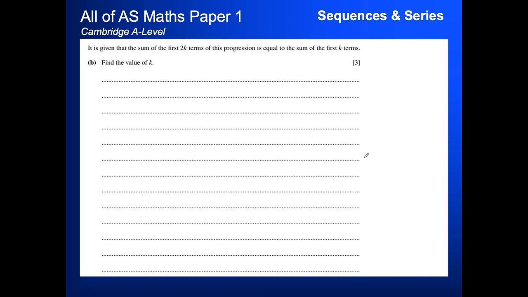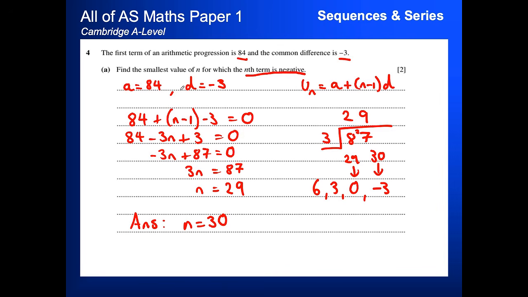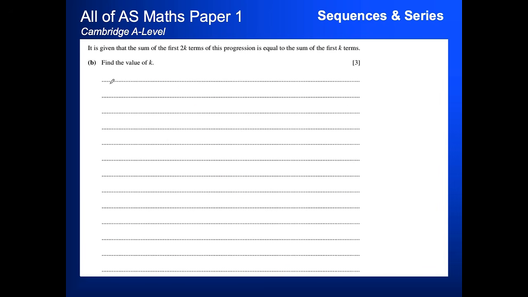Right, on to the next part of the question. It is given that the sum of the first 2k terms of this progression is equal to the sum of the first k terms, and we need to find the value of k. Okay, so let's remind ourselves here, a is equal to 84 of this progression, what we used previously. d is equal to minus 3. And let's work out first of all the S_k terms.